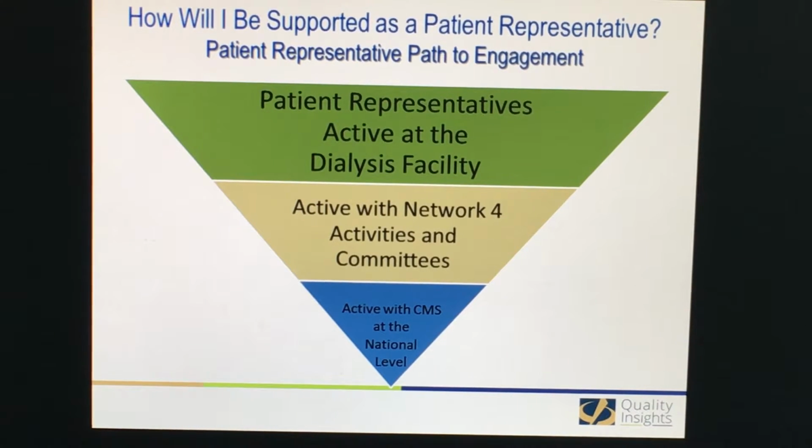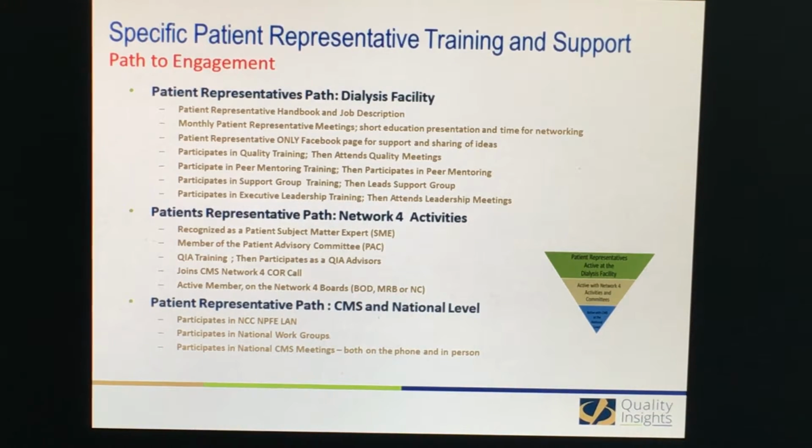But some patients want to go on and do more. So we have about 30 patients who are now active with the Network 4 in various committees and activities that we do at the network. And about 7 of those patients want to do even more, so they have become active with CMS at a national level. Now, how do we support patients throughout this process, throughout these levels of engagement? We call it our path to engagement.